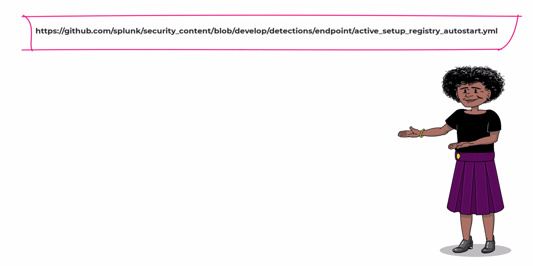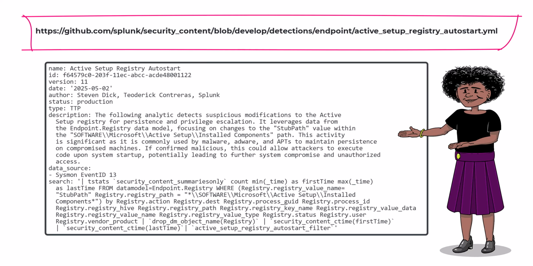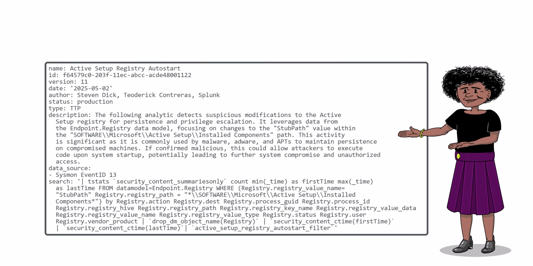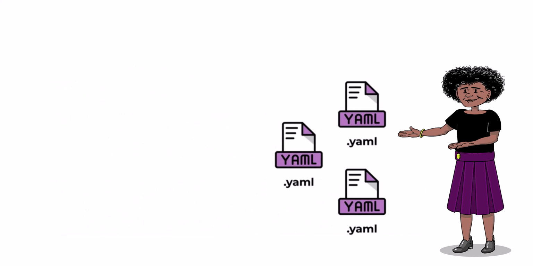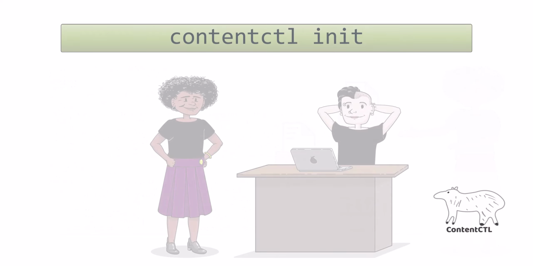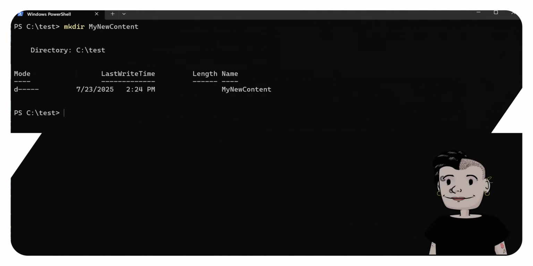First, let's look at the structure. The Splunk Security Content repository stores all its detections and content in human-readable YAML files. Let's check in with Robin for a demonstration of how easy it is to initialize the Content CTL directory structure.